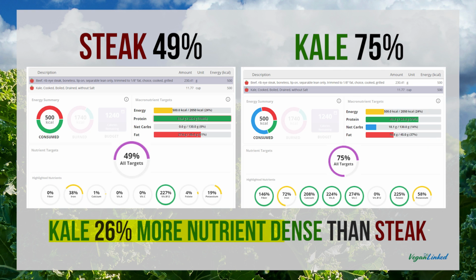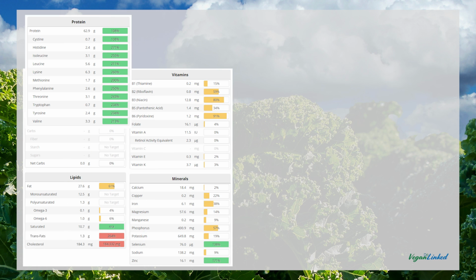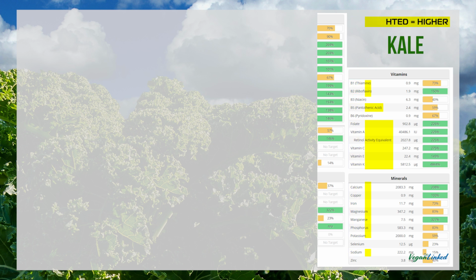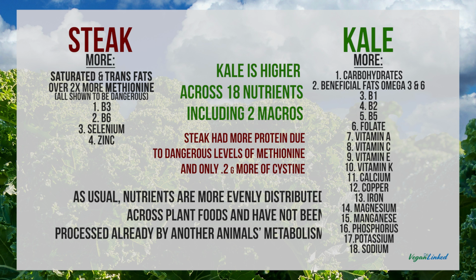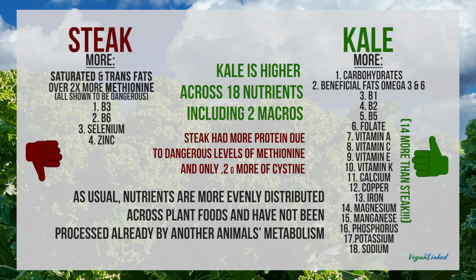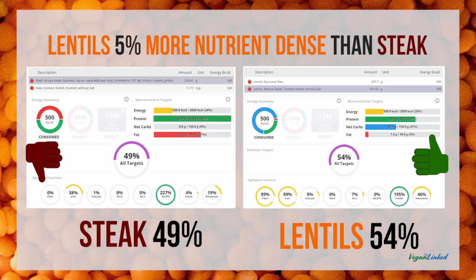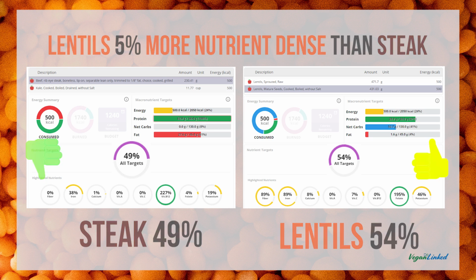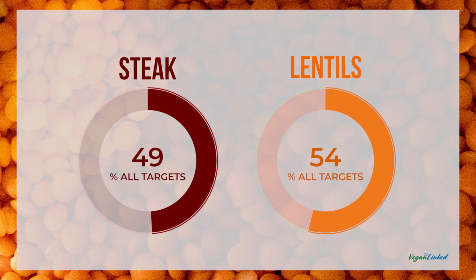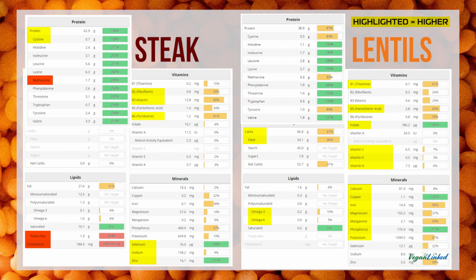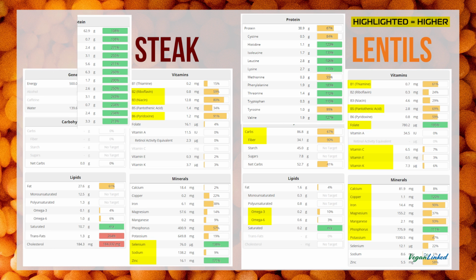Kale is 26% more nutrient dense than steak. Here's that nutrient breakdown. Kale was higher across 18 nutrients, including 2 macros. Again, protein, it was almost the same, except for steak has more methionine and just a fractional amount more of cysteine. Lentils are 5% more nutrient dense than steak. Steak, again, 49% of nutrient targets were met, but lentils had 54% of nutrient targets met. In steak's protein section on the top left, you can see where I've highlighted in red excessive amounts of methionine, and in the bottom lipid section, the dangerous levels of trans fats found in steak.